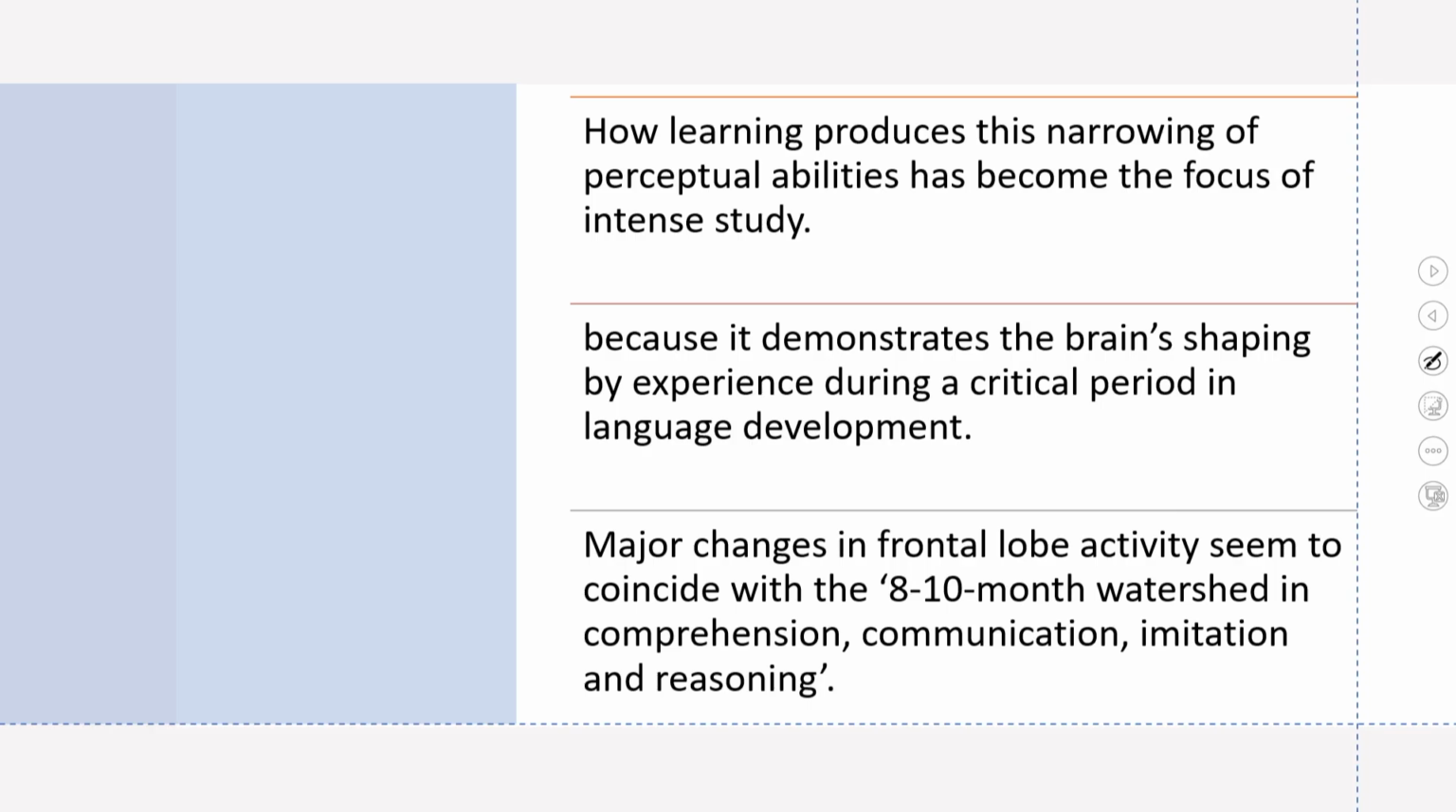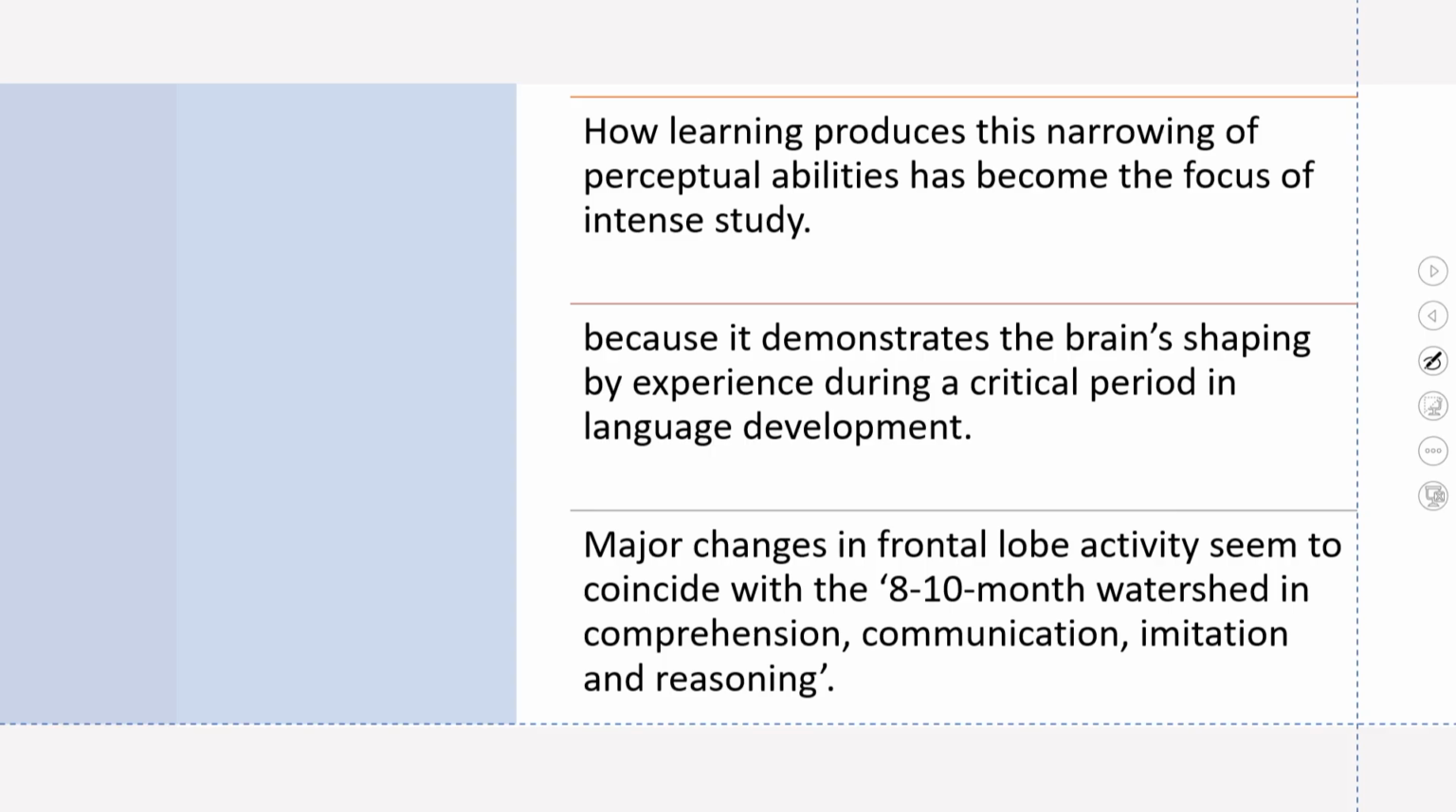How learning produces this narrowing of perceptual abilities has become the focus of intense study, because it demonstrates the brain's shaping by experience during a very critical period of language acquisition, that learning actually plays a role. That is what Kuhl and her colleagues have shown: initially they are able to perceive all kinds of different sound distinctions, but over a period of time this changes, and that perceptual narrowing is dependent on their learning, implicit learning. It is not conscious, but implicit learning.